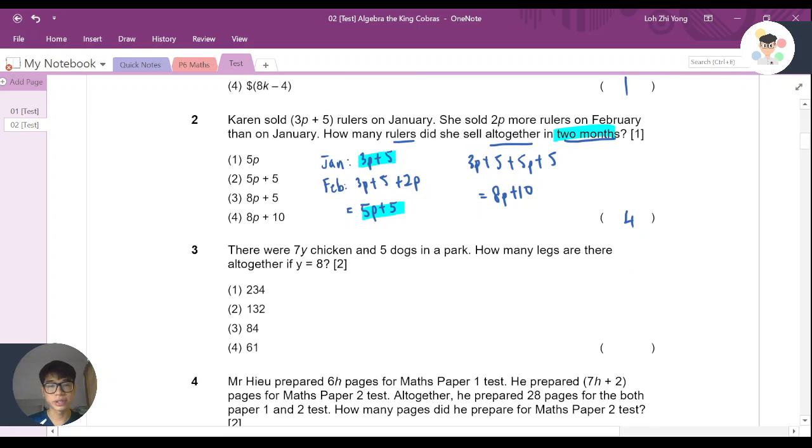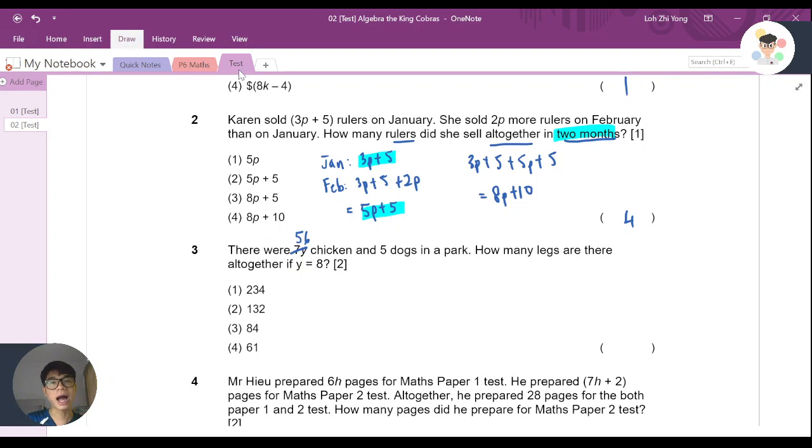The next question: there were 7y white chicken and 5 dogs in the park. How many legs are there all together if y is equal to 8? Now, I know that y is equal to 8. 7y means 7 times 8. So I know here is actually 56 chicken.